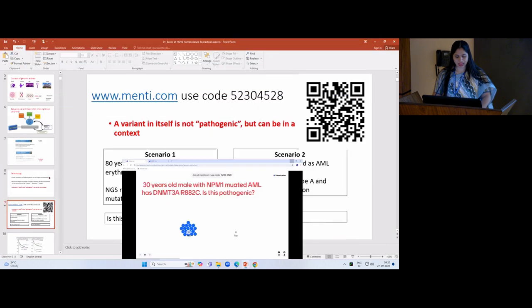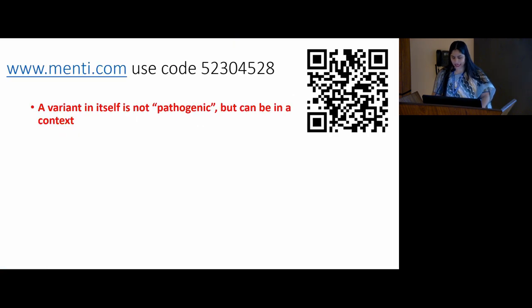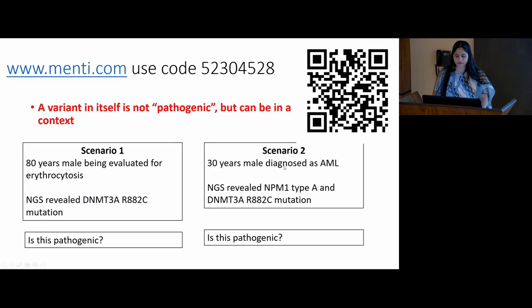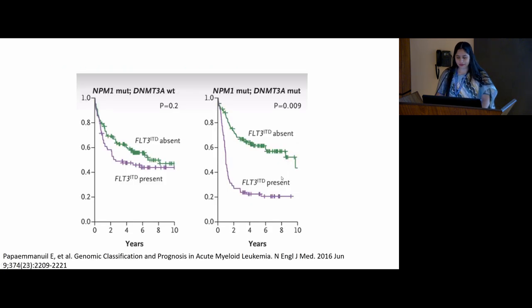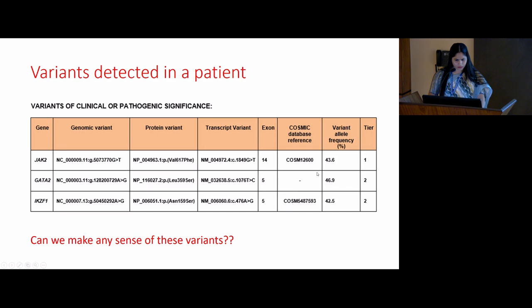So most of the people have answered yes for this, which is the correct answer, because in NPM1 mutated AML, we know that DNMT3A confers poor prognosis. So now, if we look at these variants, this is an example that I have given. Here I have given a screenshot of one of our reports. So can you make out what it is?